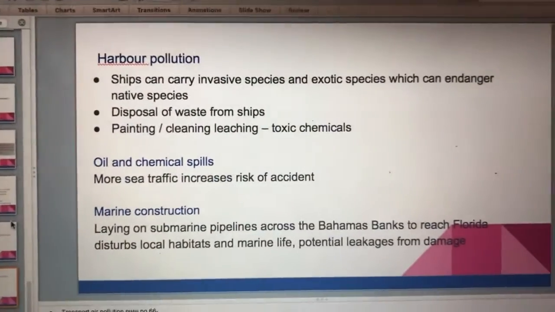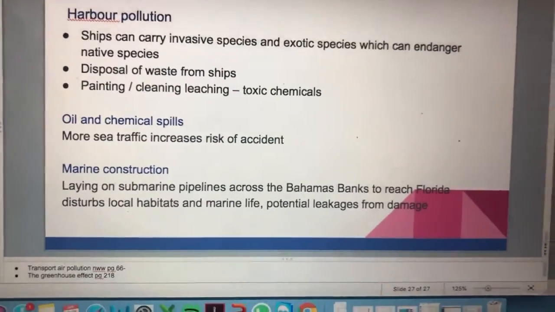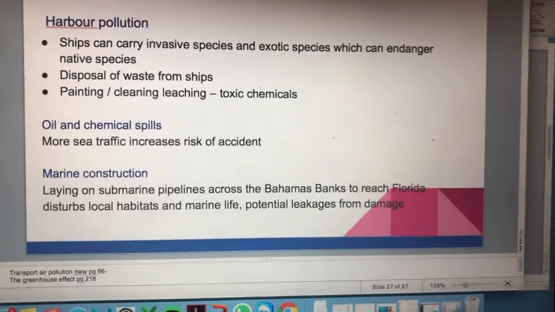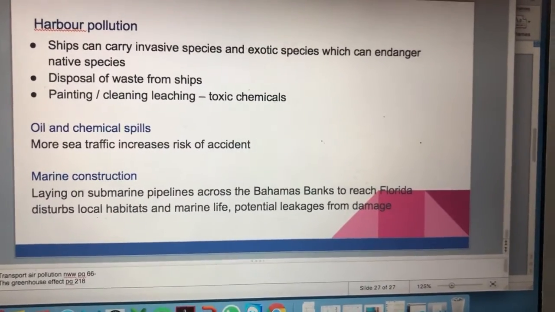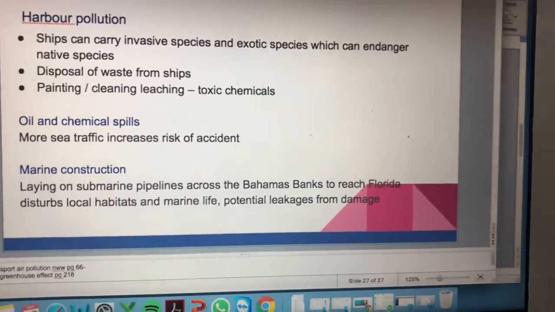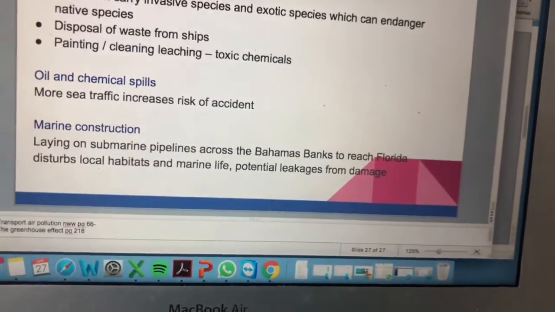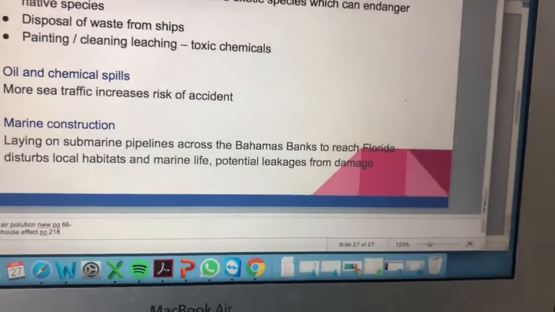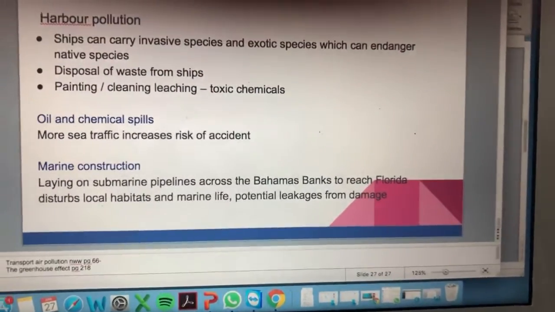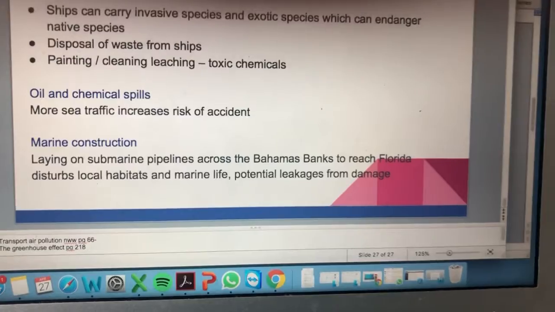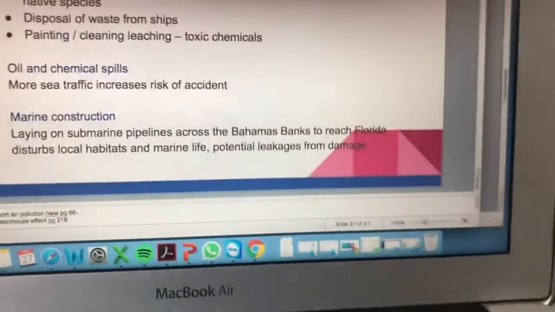Harbour pollution: ships can carry invasive, exotic species, which can endanger native species, impacting the biodiversity in the area. They can also bring diseases, as you know from the news. The cruise ships can bring a great deal of problems. Disposal of waste: cruise ships bring a lot of waste to the islands, okay? Painting and cleaning: as you paint and clean these boats, toxic chemicals leach into the water, impacting the ecosystem there. So these are all just ideas of things to consider. Oil and chemical spills, construction pipelines, potential leakages, and the disturbance of local habitats, okay?